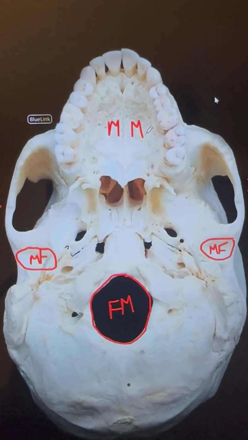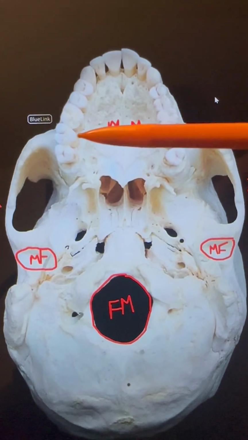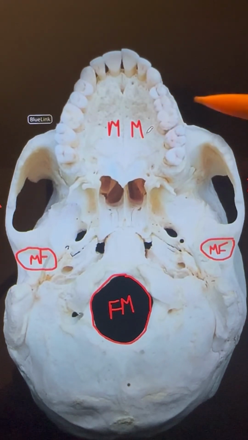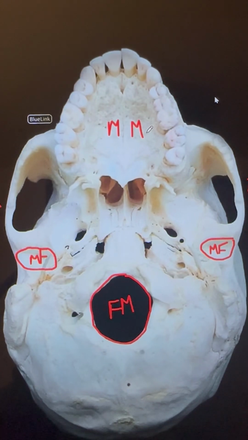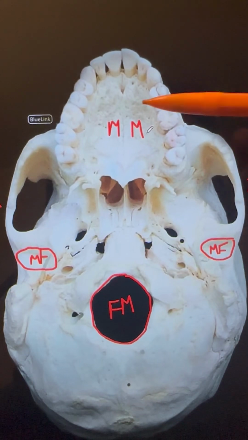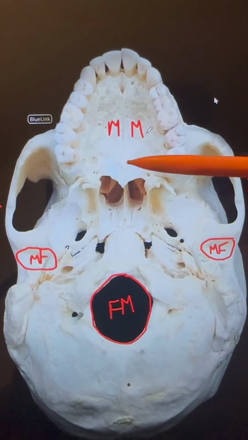This is the inferior aspect of the human skull. You can see here teeth, and this area is the maxilla, which is a part of the hard palate. Below the maxilla, this area is called the palatine bone.